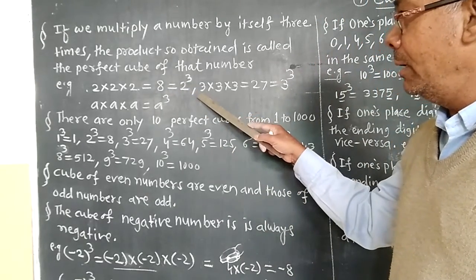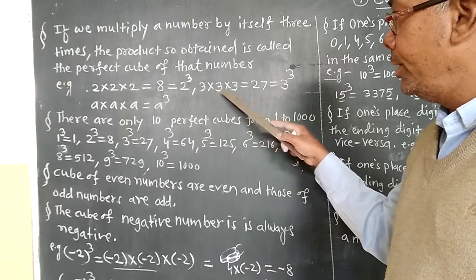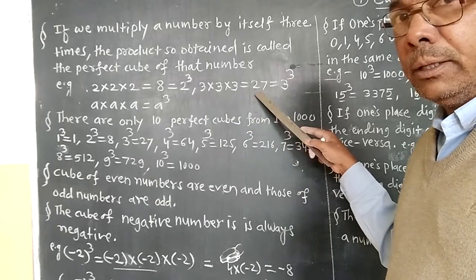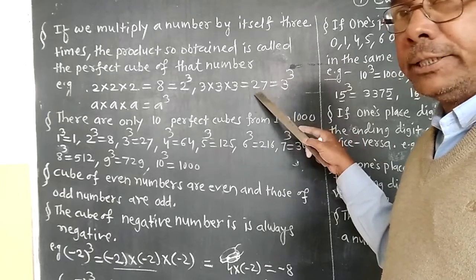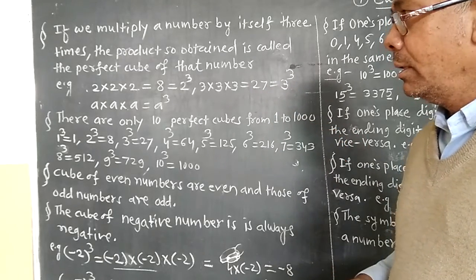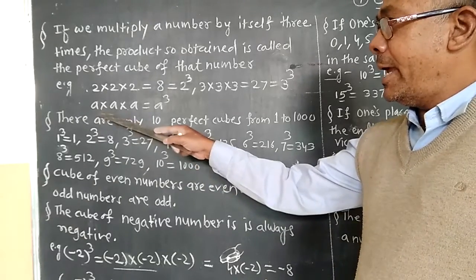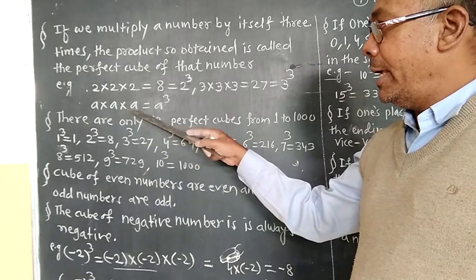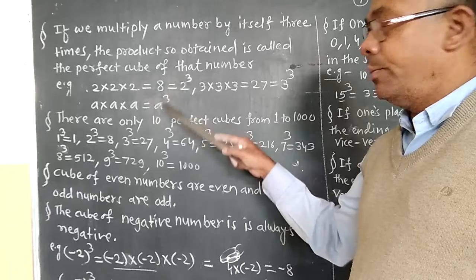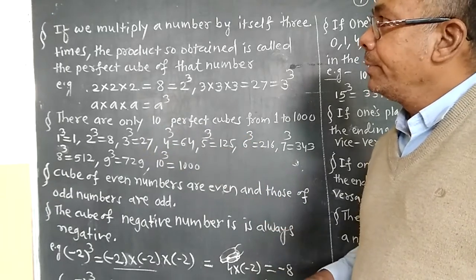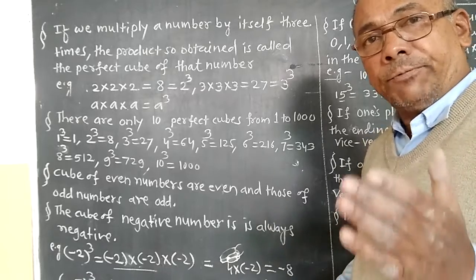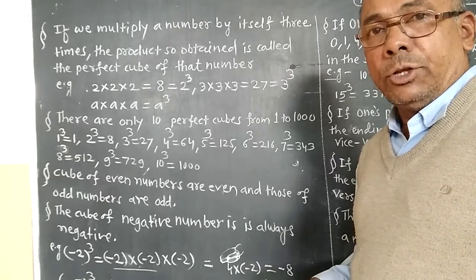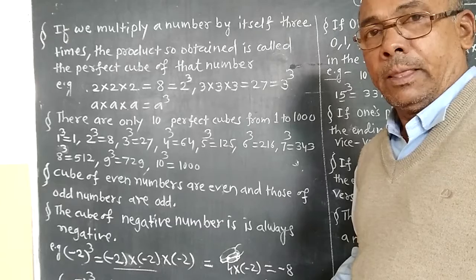Here is another example: 3 into 3 into 3 is equal to 27, and therefore 3 cube is 27. Again, a into a into a is equal to a cube. In this way, by multiplying the number by itself 3 times, we can get the cube of that number.